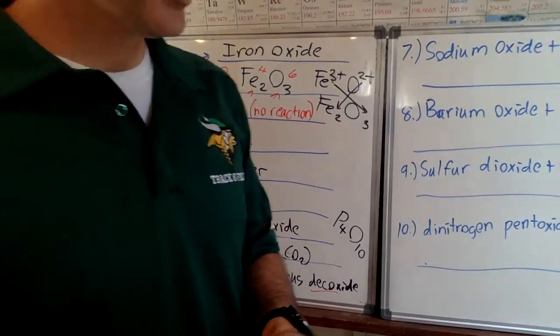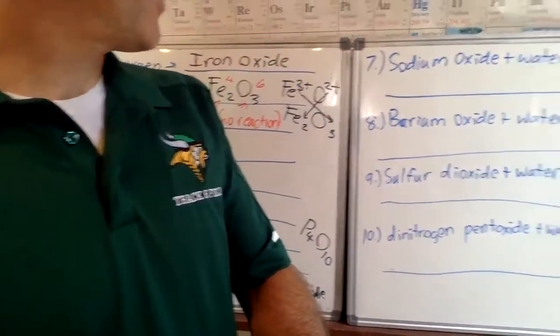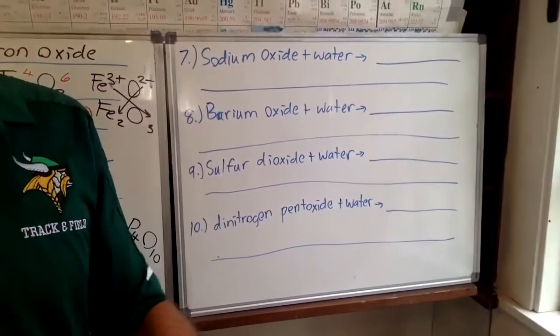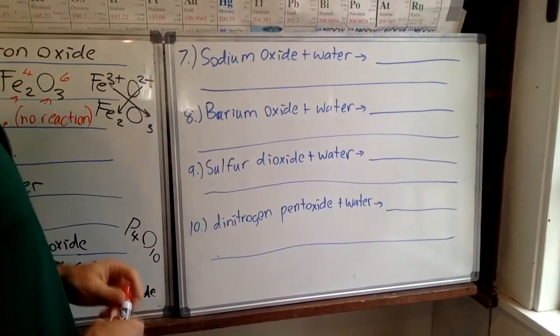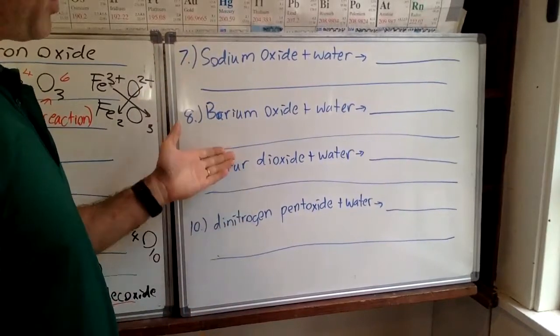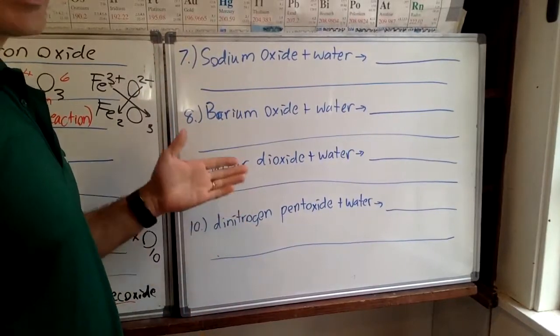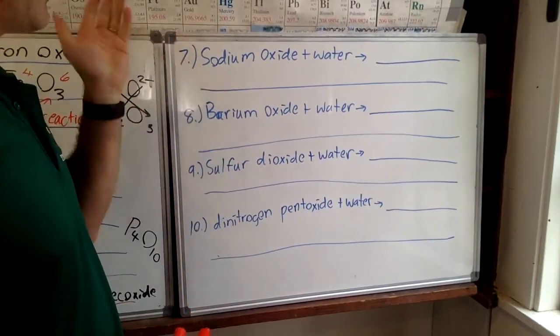All right, let's look at the next group, which is metallic oxides and water. Metallic oxides do in fact react with water pretty readily, and they make bases. Non-metal oxides and water make acids. Okay, so let's start with the bases first.